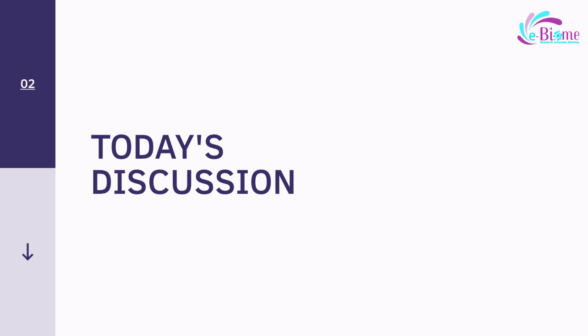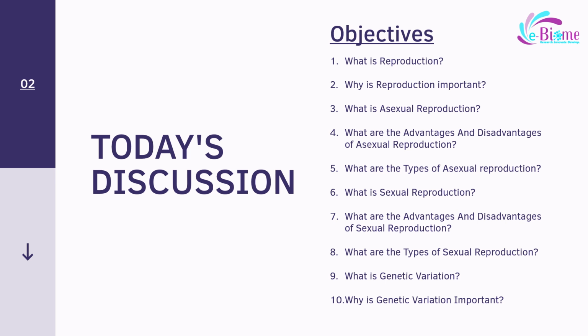By the end of today's discussion, you should be able to tell me what reproduction is, why reproduction is important, what is asexual reproduction, what are the advantages and disadvantages of asexual reproduction. You should be able to tell me the types of asexual reproduction.